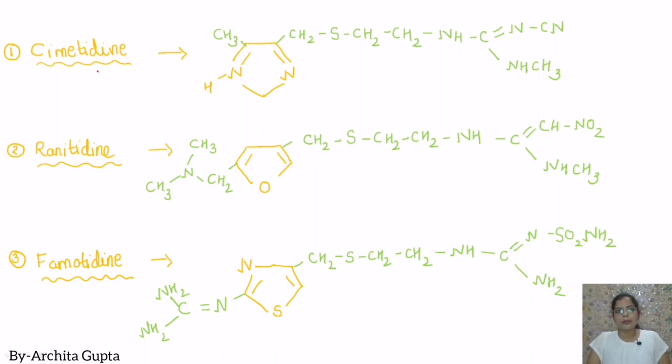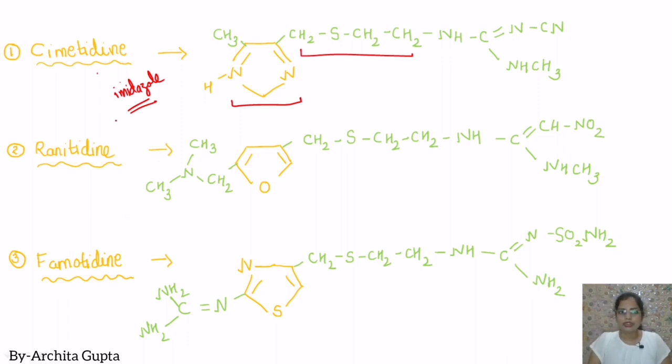Okay, so when I talk about the cimetidine, as you can see, the cimetidine contains an imidazole ring. Okay, the cimetidine contains an imidazole heterocyclic ring. And then when I talk about this side chain, that is the methyl sulfur ethyl group, it's same for the rest of the two, that is the ranitidine and the famotidine.